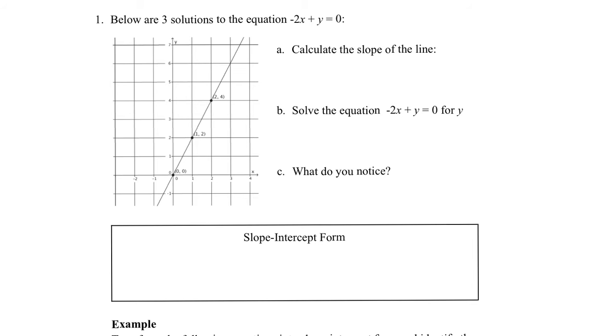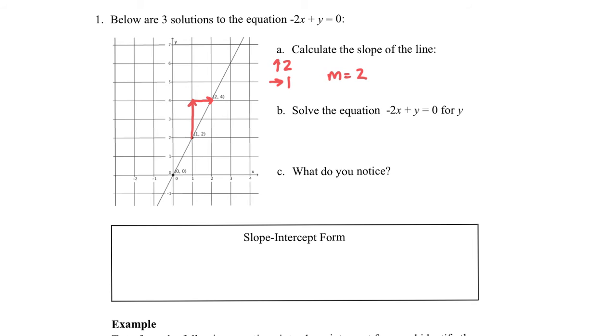Now you could use the equation if you want to. I'm just going to go ahead and count boxes. I'm going to start from 1, 2, and I'm going to go to 2, 4. So that's going to be up 2 and right 1. So we're going up 2 and right 1. And so that gives me a slope of 2, or 2 over 1.